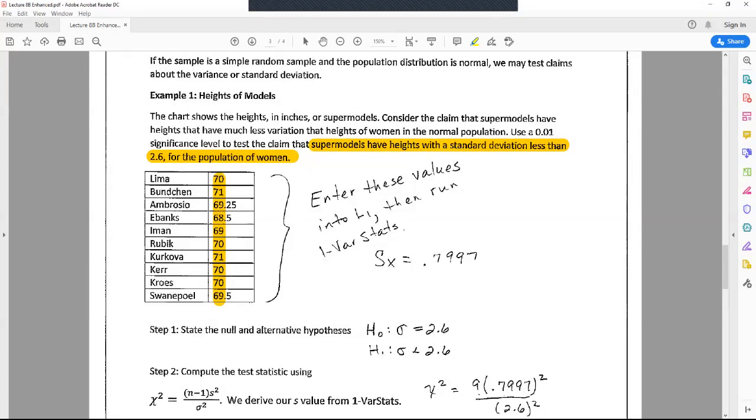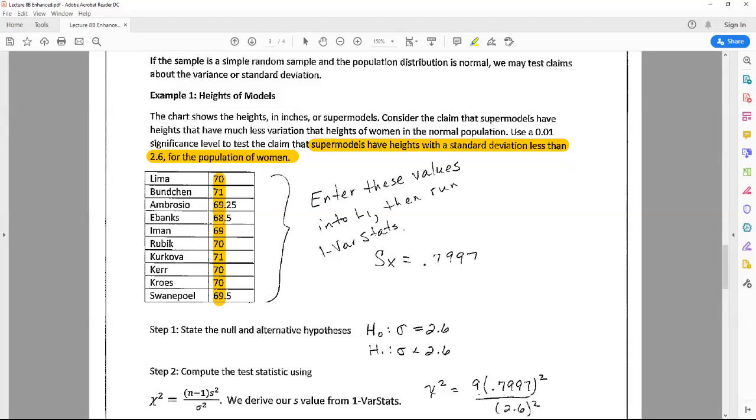Now, I would assume that supermodels are almost cookie cutter in nature. They probably have the same height and the same weight. And that's basically what they're testing here. Evidently, the standard deviation in heights for women is 2.6, at least for this problem. Well, they're looking at these supermodels, and they want to see if the supermodels' heights have less than 2.6 in standard deviation. In other words, are the supermodels basically the same height?